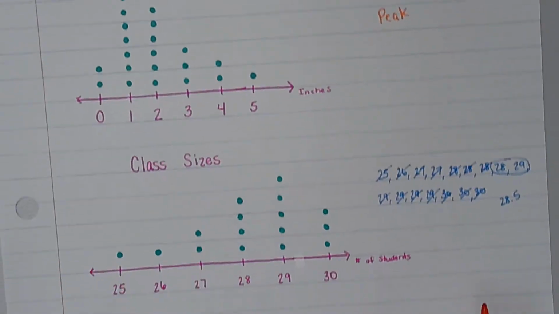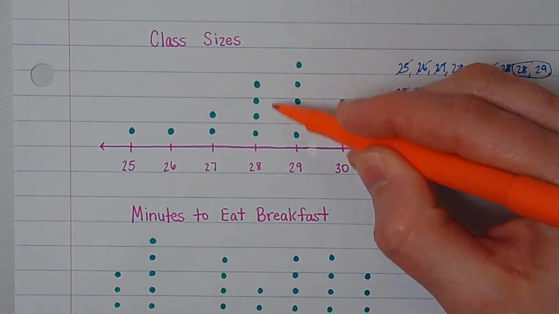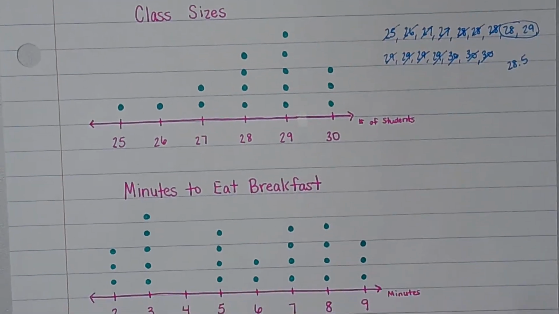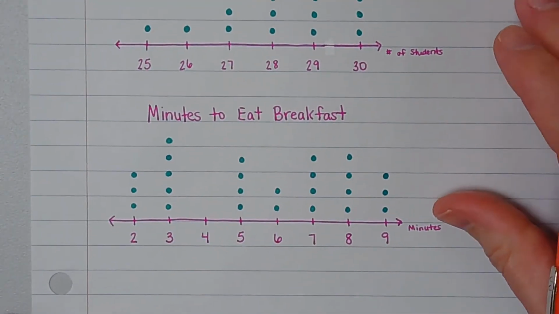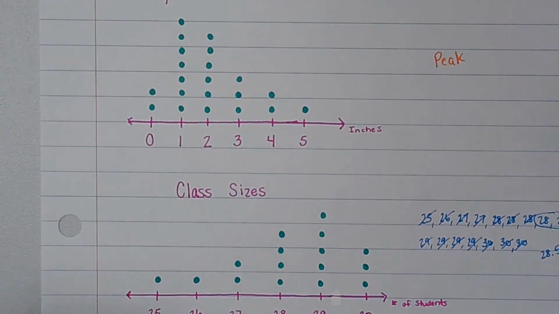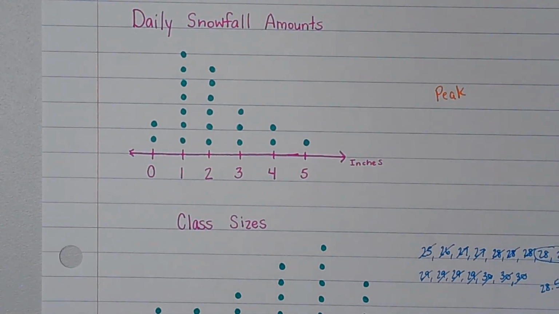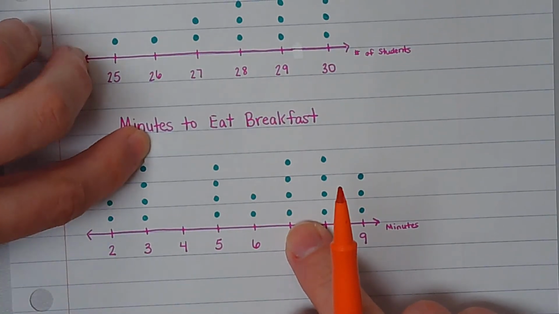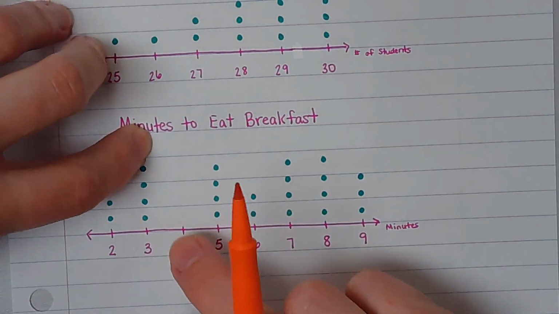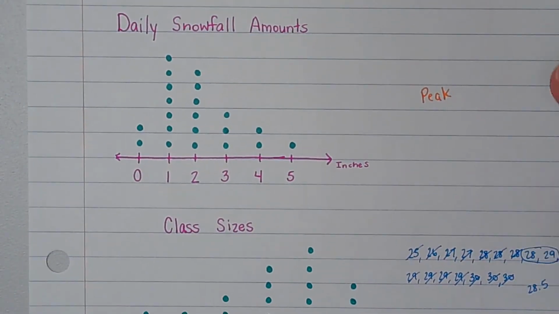All right. In this one, where's your peak? Your peak is here. 29 is your peak. All right. And then in this one, 3 is my peak. So peak is kind of like the mountain, you know what I mean? The top of the mountain, the one where the tallest amount is. Sometimes you might have a tie. For example, in this one right here, if this one didn't have a dot right here, then you'd have several peaks because several places have the highest amount.